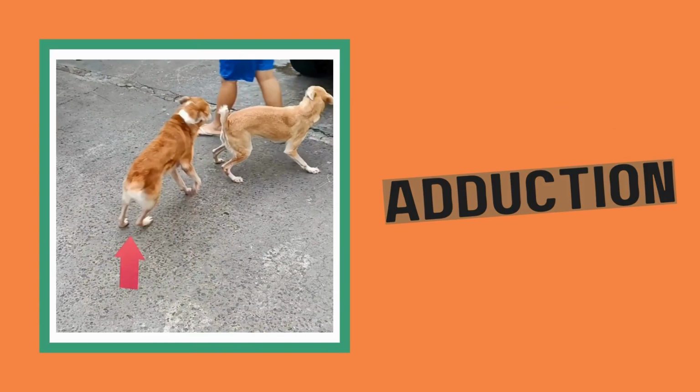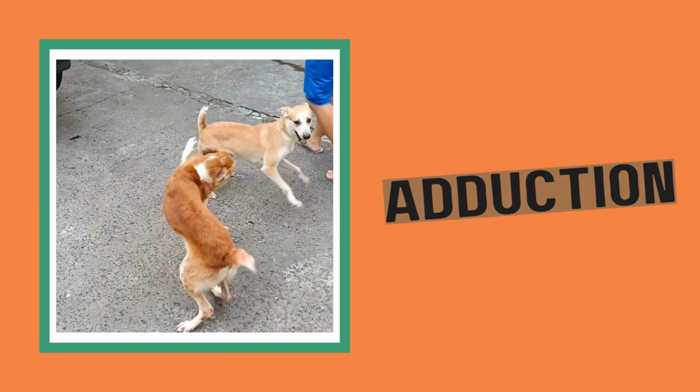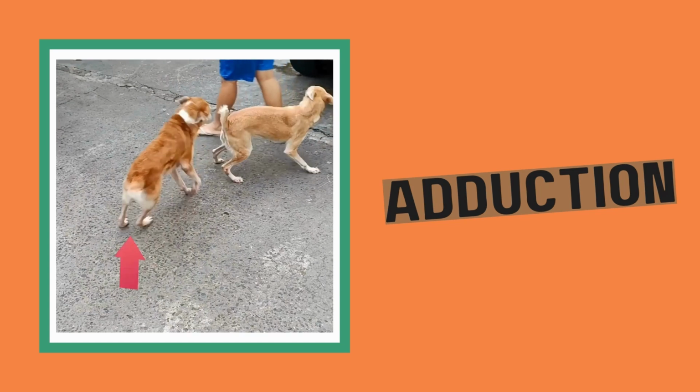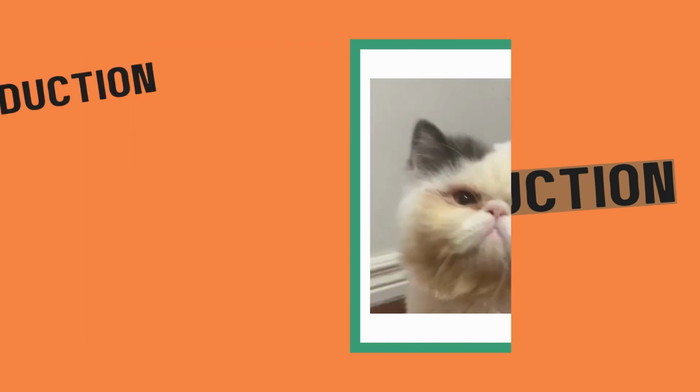Fourth movement is the adduction. It refers to the movement of a limb closer to the midline or median plane. Fifth, circumduction is the movement of a limb in a circular motion.